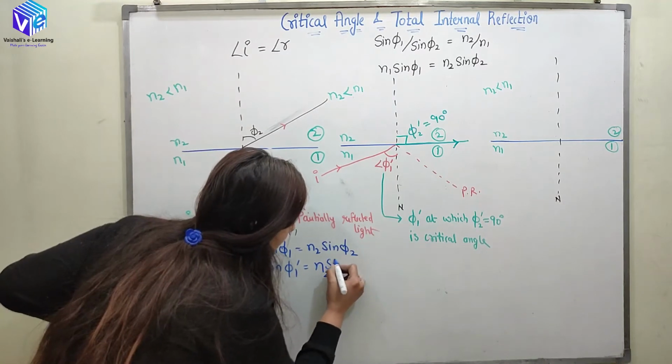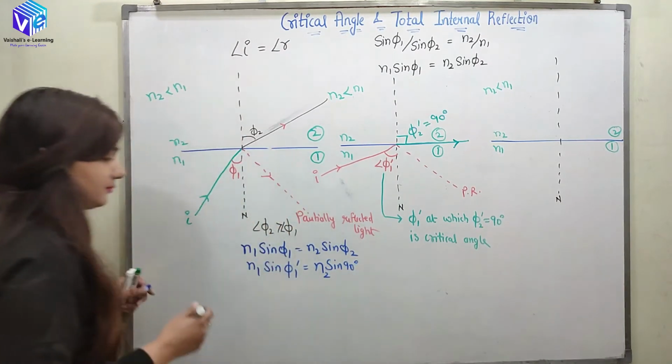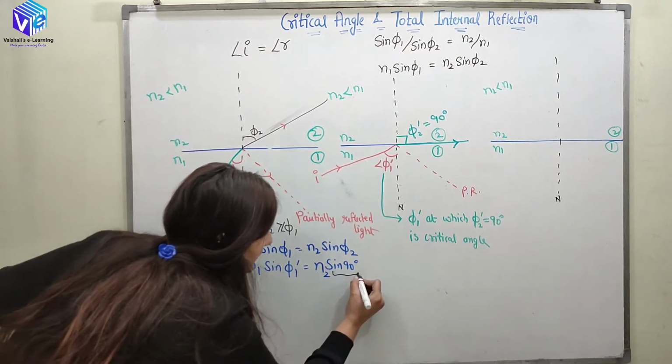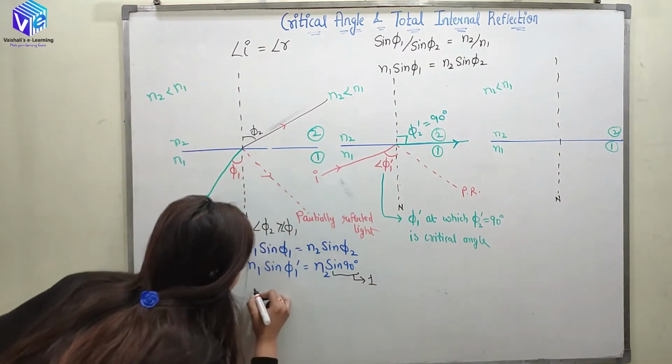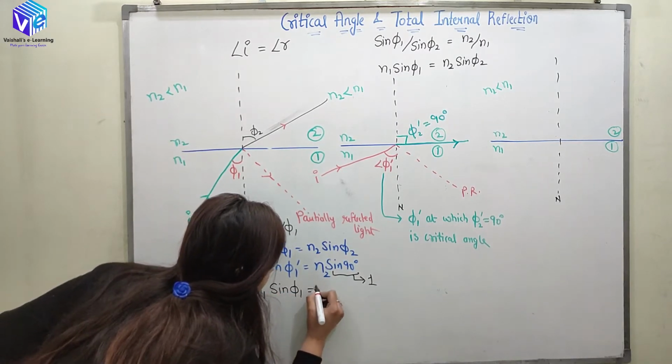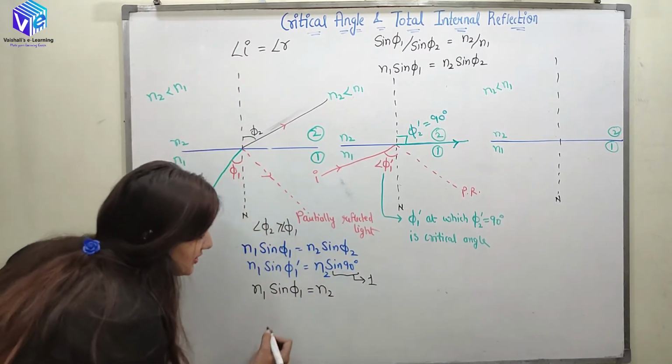So N2 sine 90 degrees, right? Now sine of 90 is 1. I know that, so I can simplify. I can write N1 sine of phi 1 is equal to N2 into 1, which is N2.